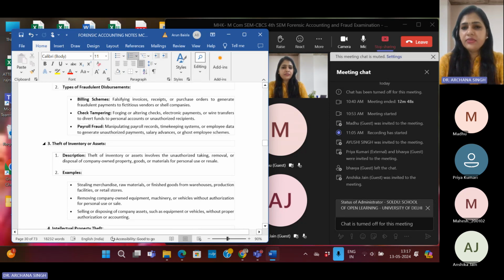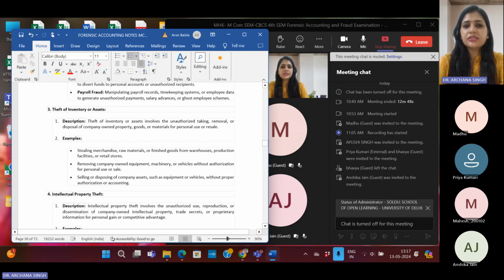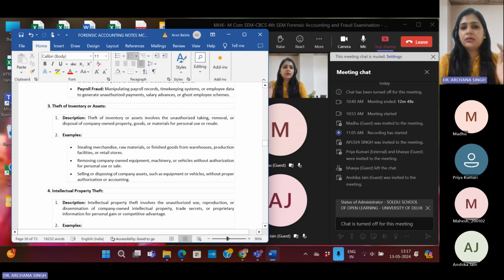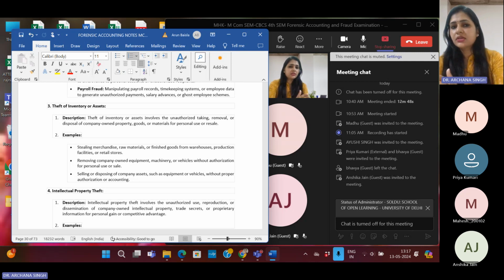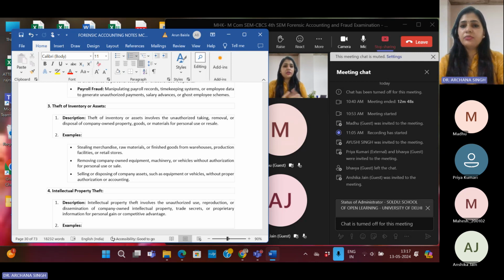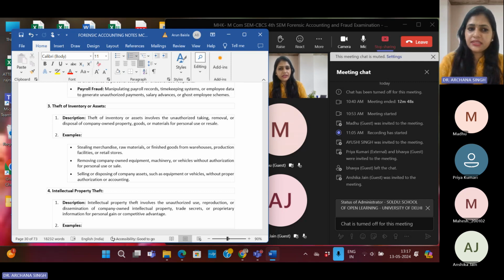Third is theft of inventory or assets. This basically means taking, removing or disposing of the company's property, goods, services, or material things without authorization for their own personal use. So unauthorizedly they are taking the company's assets for their own personal use, or maybe reselling them. So theft of inventory and assets they can do.